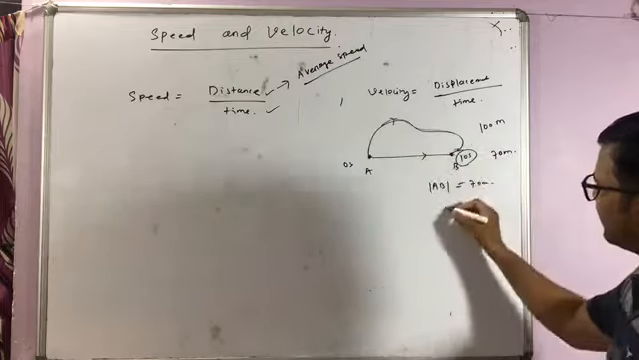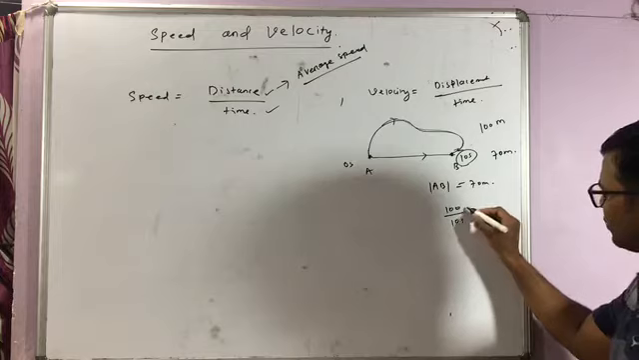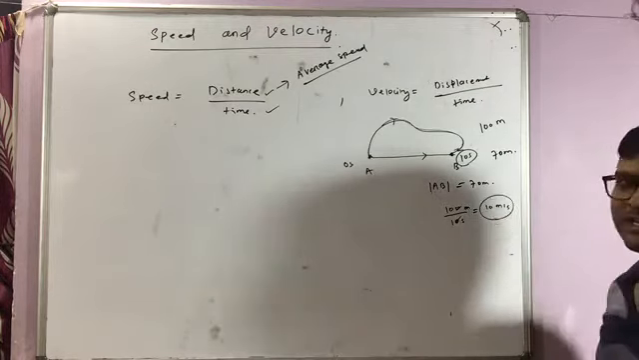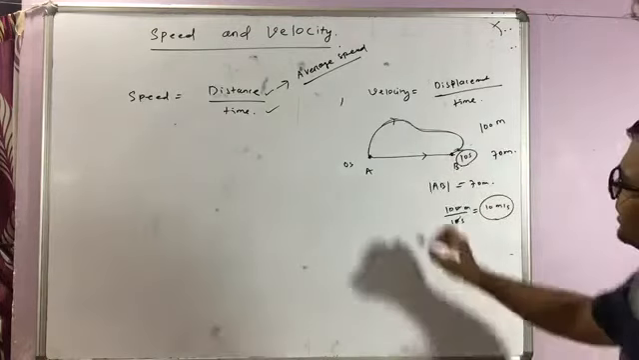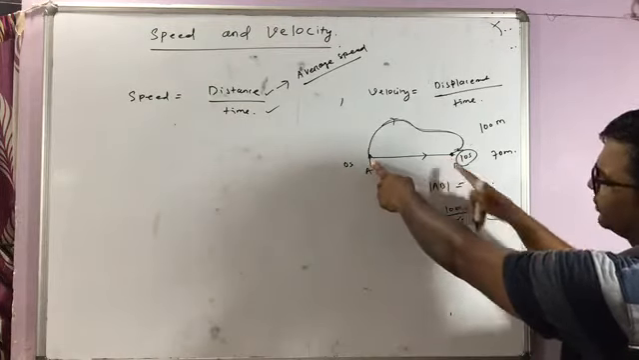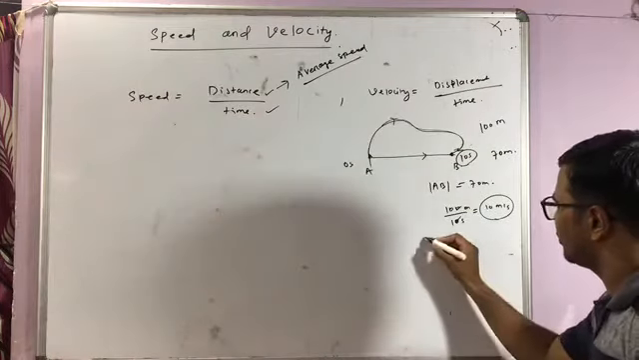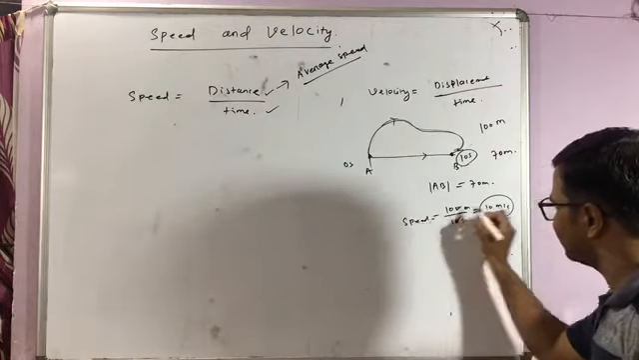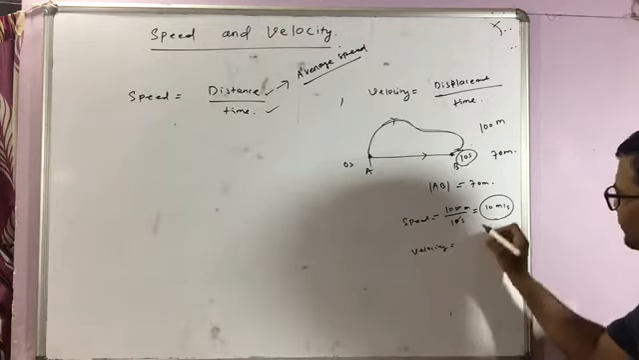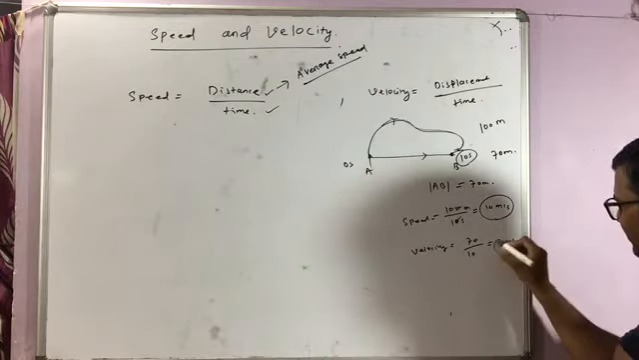In this case your average speed is what? Distance by time, distance is 100 divided by time is 10 seconds. So 100 by 10 means 10 meter per second is your speed. But for velocity you need to find out the length of the shortest path. Shortest path is AB, but not the actual path. So speed is 10 meter per second. Now average velocity is 70 by 10, which is 7 meter per second.